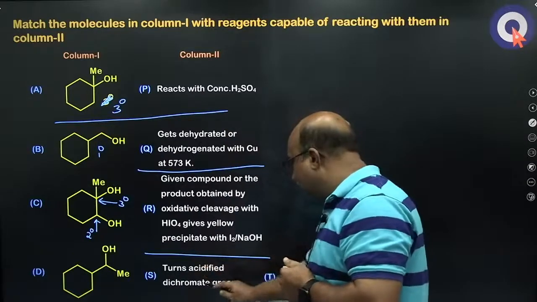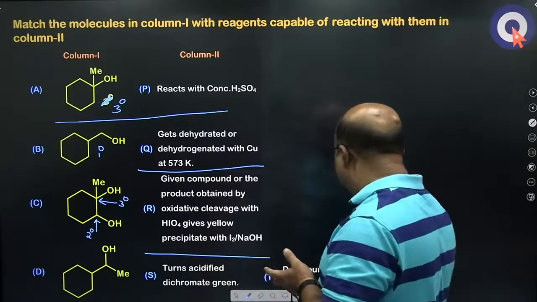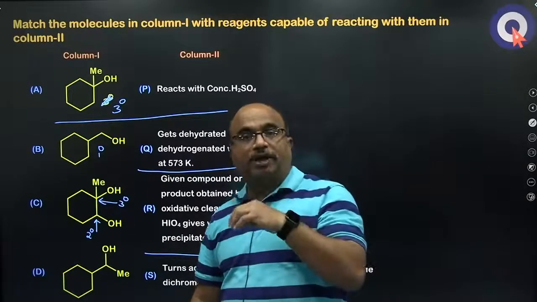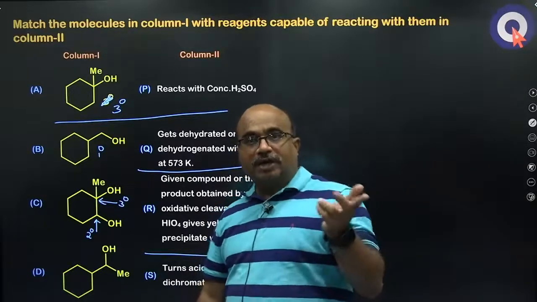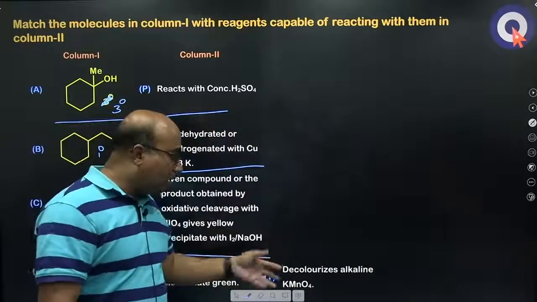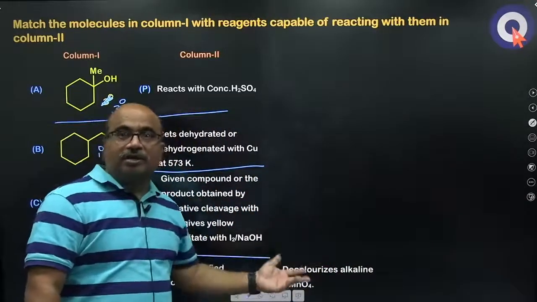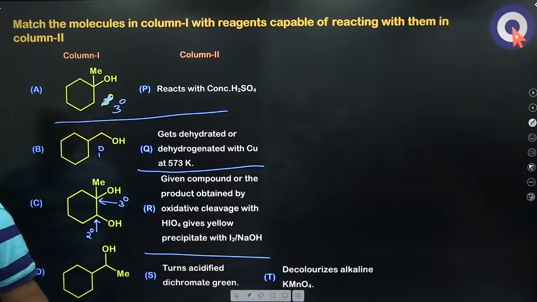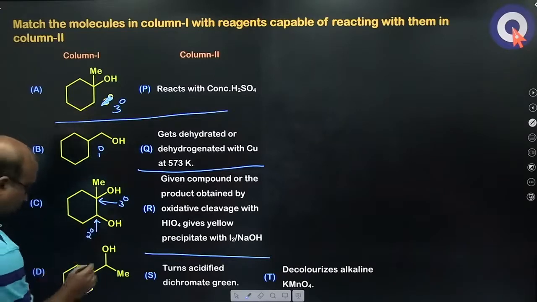It turns acidified dichromate green and decolorizes alkaline KMnO4, which means they react with that. So dichromate will behave like an oxidizing agent. Acidified KMnO4 is also behaving as an oxidizing agent, strong, or alkaline, sorry. Even alkaline KMnO4 is an oxidizing agent. So now what you will see? This is secondary, this is secondary.